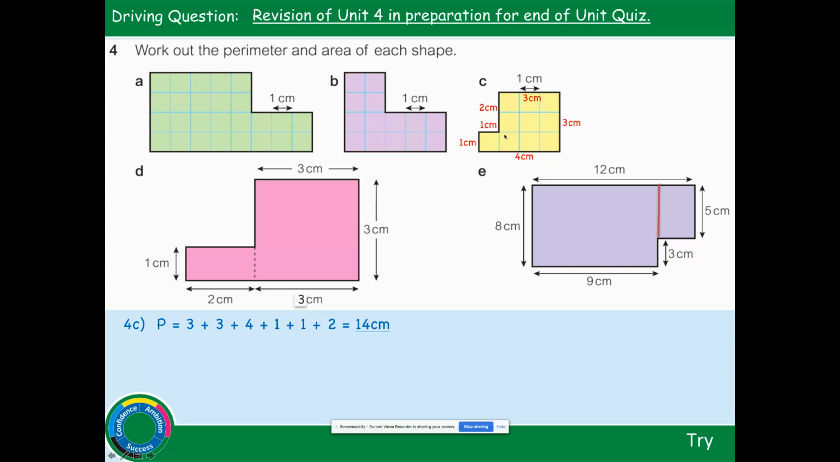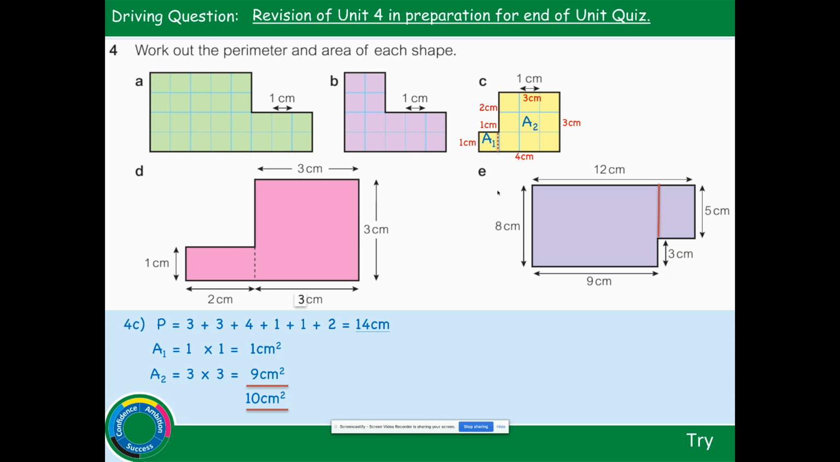Okay, so decide where you're going to divide your shape up to make 2 rectangles. You could go here or you could go here. I think I went there. Yes, I did. Okay, so area 1, area 2. Well, this is an easy one. This is 1 times 1, which is 1. This one is 3 times 3, which is 9. Add them together. We've got 10 centimetres squared.